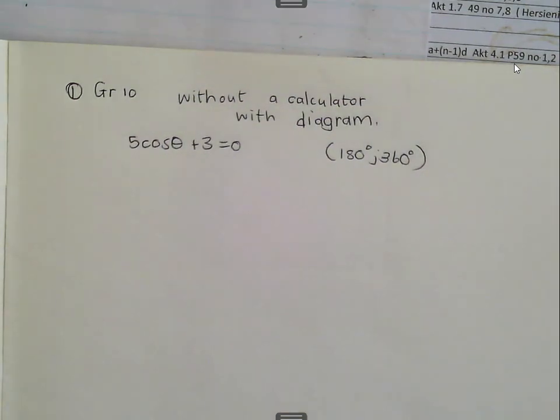Alright, now listen to me, please. You can do trigonometry with one of two things: either with a calculator or with a diagram. If you're not allowed to use a calculator, you are going to need a diagram when it's an equation. Okay? You are going to have to use a diagram, whether they say it or whether they don't.